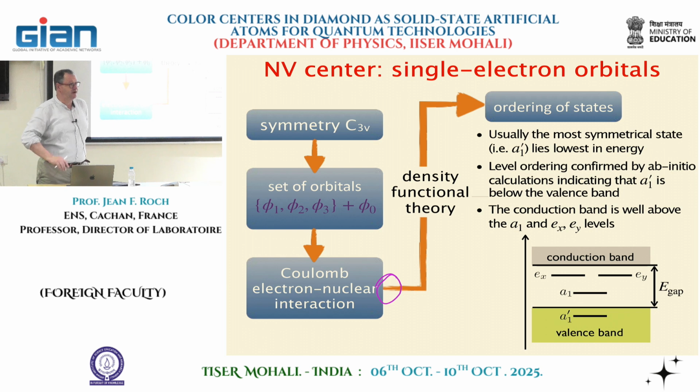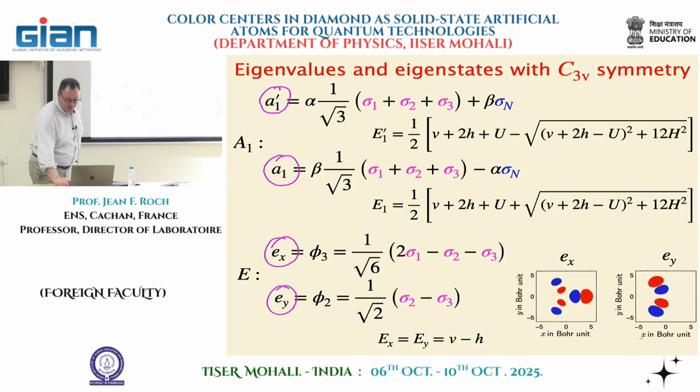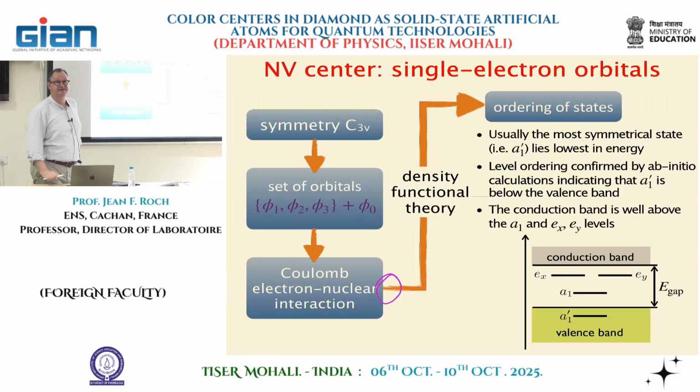What is the ground state and what are the states above? And usually, the rule, again, is that the most symmetrical state, that will be A prime 1, okay? This is the most symmetrical one, and it will have the lowest energy. And of course, if you want to do it carefully, you need to confirm your calculation. This is just a guide somehow. And at one point, you need ab initio calculation.